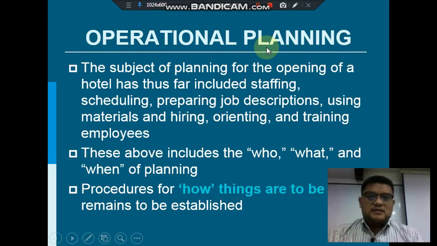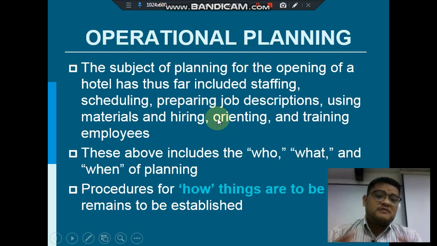Guys, basically, in the previous chapters, we have discussed a few subjects on planning. We have talked about staffing, scheduling, preparing job description. We have talked about the hiring process, in which we talk about interview and selection tests. And last Monday, we talked about orientation and training. All of these are considered as plannings for the housekeeping operation.